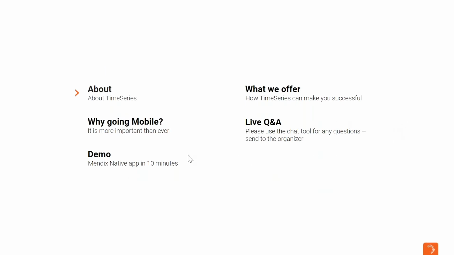So let's start with the agenda. I'm going to start, as said, with some more background information about Time Series. Then Freek is going to tell you why it's now so important to start with going mobile. Then we'll do a Mendix Native app in 10 minutes live. We'll tell you also about what his considerations are in developing with Mendix Native. Then we'll have a bit more information about how Time Series can make you successful. And we'll end with the live Q&A, and you can add your questions in the chat tool of GoToMeeting.